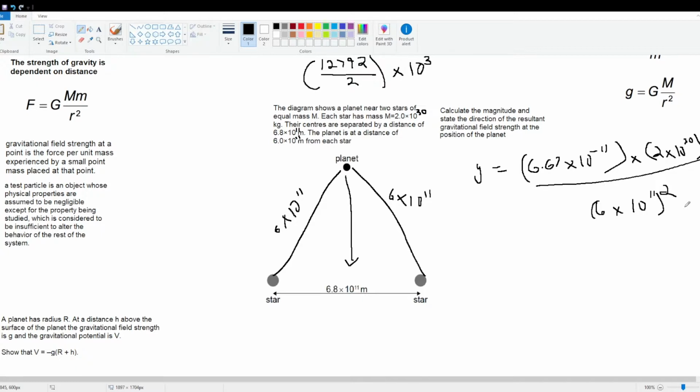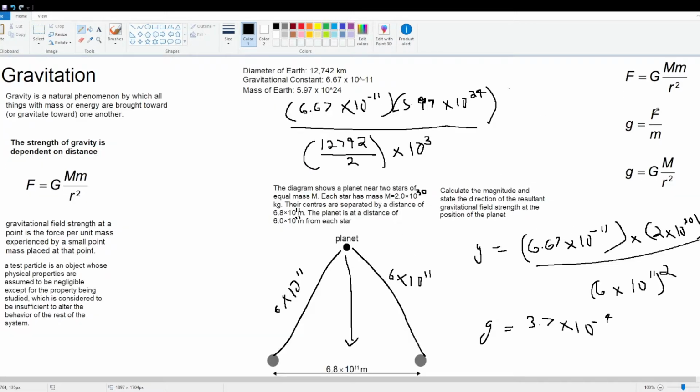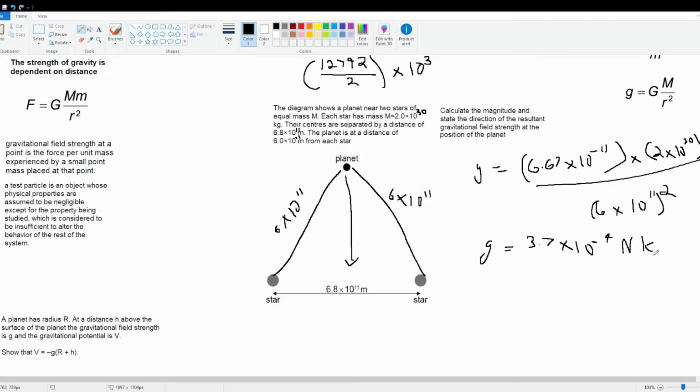Times 2 times 10 to the power of 30 divided by (6 times 10 to the power of negative 11) squared. Okay, and what we get is 3.7 times 10 to the power of negative 4. It's not meters per second squared, even though that's the acceleration due to gravity. The units for this, we can just figure it out from here, are just going to be newtons per kilogram.